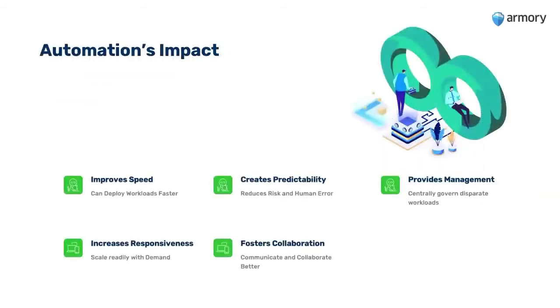So what is automation's impact? Well, it improves speed. We can deploy workloads faster. It creates predictability. We get reduced risk of human error. We get management. We have essentially governed disparate workloads. We have increased responsiveness. We can scale readily with demand. We can foster collaboration, communicate and collaborate better.